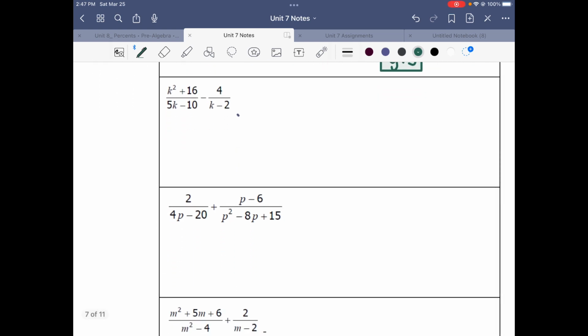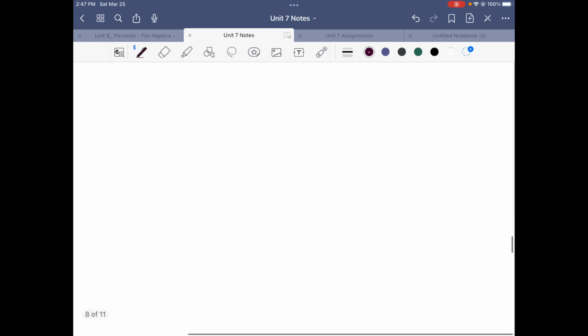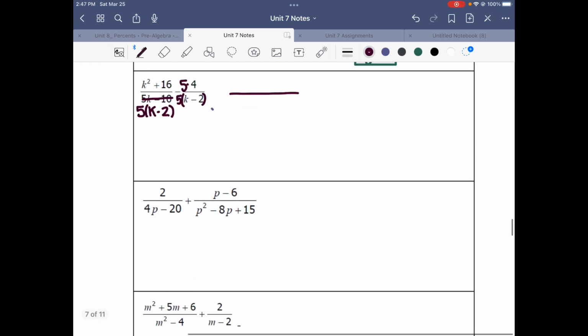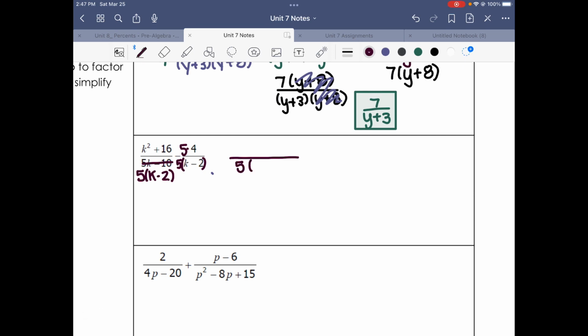Again, I have to factor the denominator first. I can divide the first one by 5, so I'm going to go ahead and do that. If I divide by 5, I have k minus 2 left, which actually, I already noticed, matches the other side except for the 5 in front. So that's really all I need to do to the other fraction. And now they both have 5. Sorry about that. 5 times k minus 2 on the bottom.